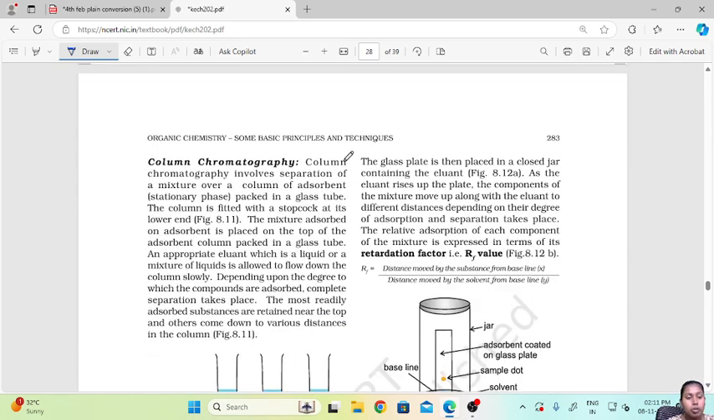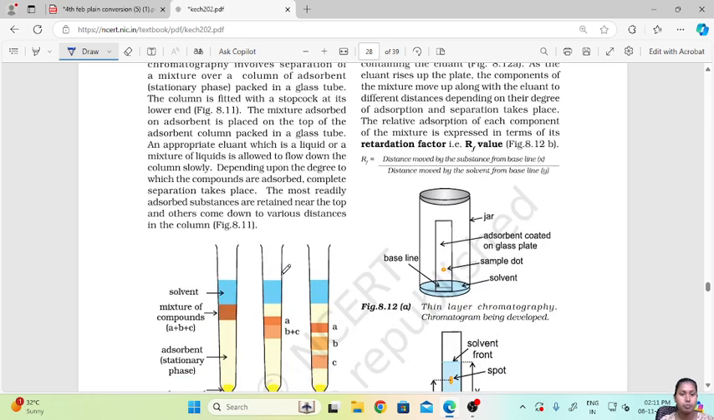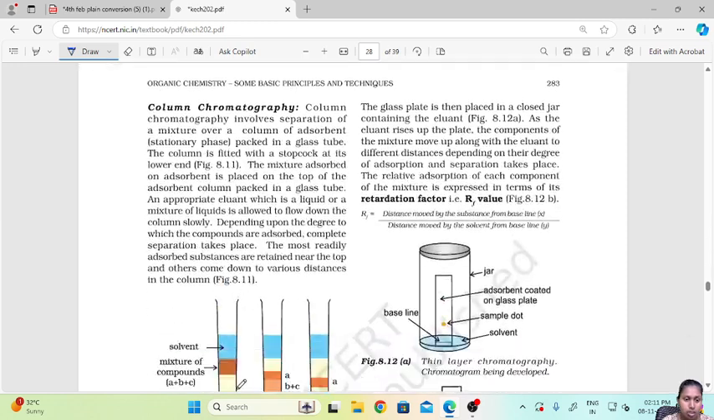Now column chromatography involves separation of a mixture over a column of adsorbent, that is your stationary phase, packed in a glass tube. Okay, you have a glass tube like this. In this glass tube your stationary phase is filled. Now the column is fitted with a stopcock at its lower end. The mixture adsorbed on the adsorbent is placed on top of the adsorbent column packed in the glass tube.